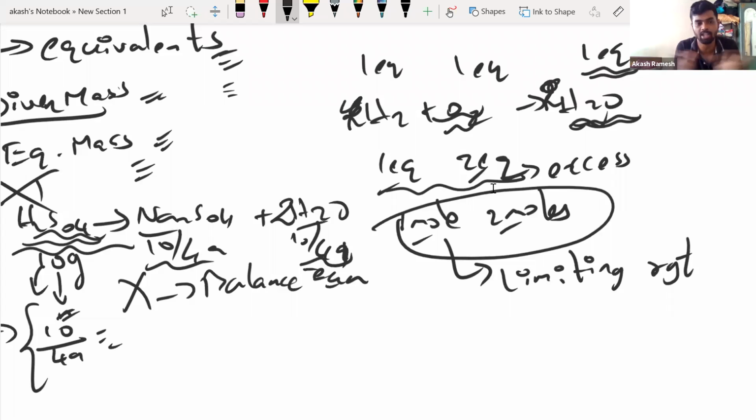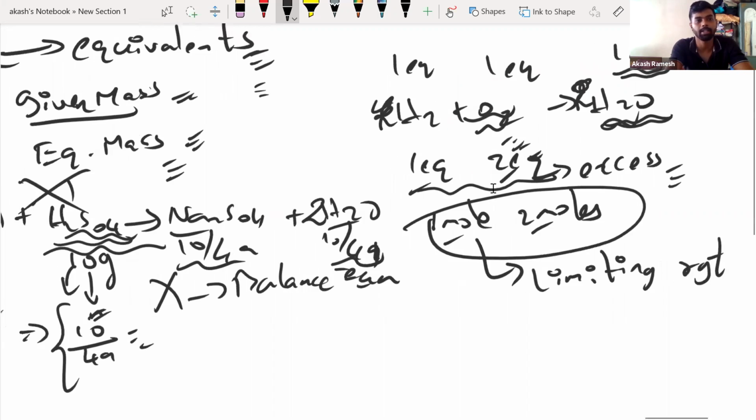Generally what you do is you go for cross multiplication and find out which is the limiting and excess and all that. But in these kinds of problems, if you are going to use equivalent concept, whichever is in higher amount between these two will be the excess reagent, and the other one will be the limiting reagent. Very, very simple. You can say it blindly. So these are all the advantages of using your equivalent concept.